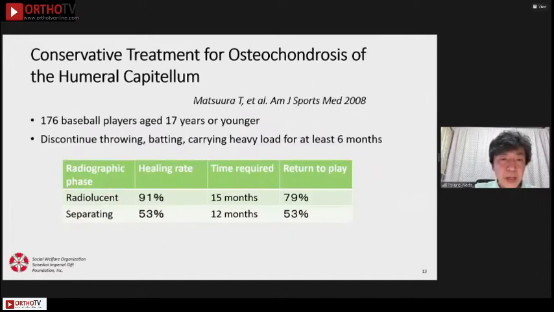Conservative treatment is very effective in early phase. In the radiolucent phase, the healing rate is 90%, and 80% of players return to play. But in the separating phase, the healing rate and rate of return to play go down.